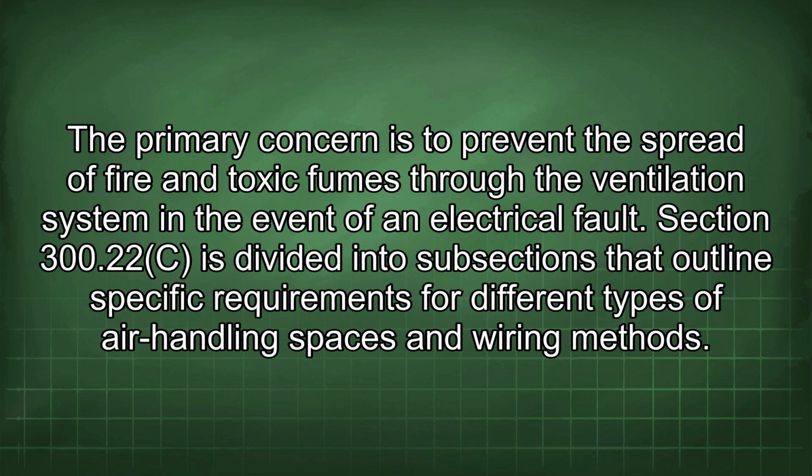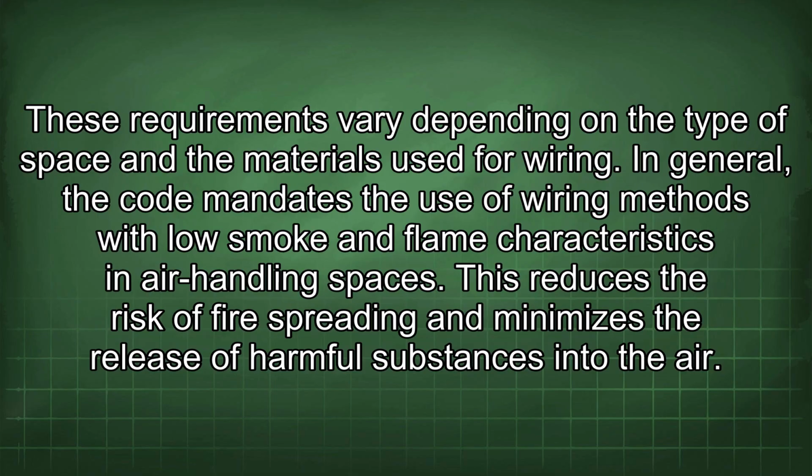Section 300.22c is divided into subsections that outline specific requirements for different types of air handling spaces and wiring methods. These requirements vary depending on the type of space and the materials used for wiring. In general, the code mandates the use of wiring methods with low smoke and flame characteristics in air handling spaces. This reduces the risk of fire spreading and minimizes the release of harmful substances into the air.